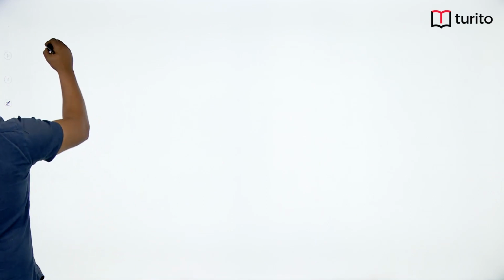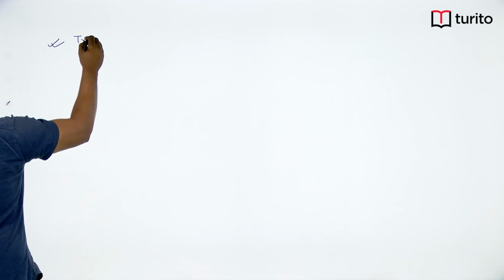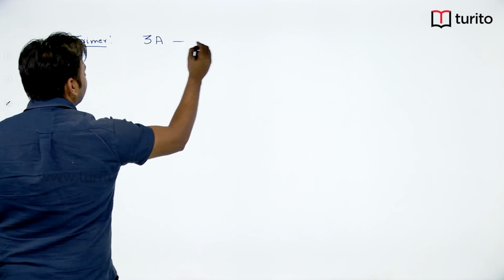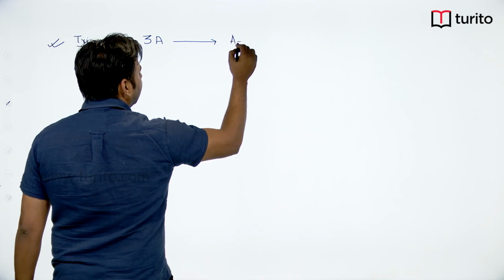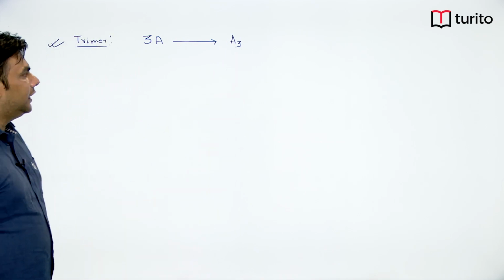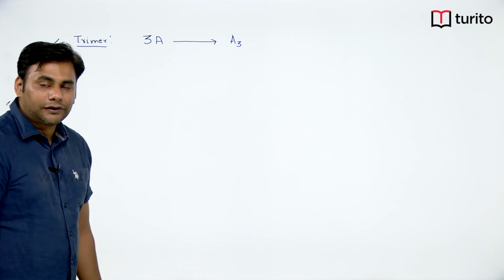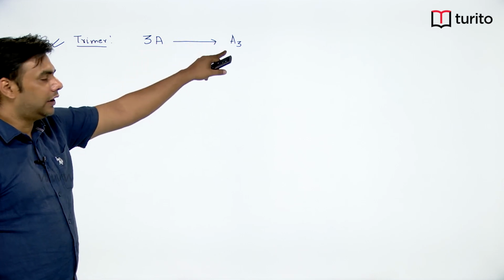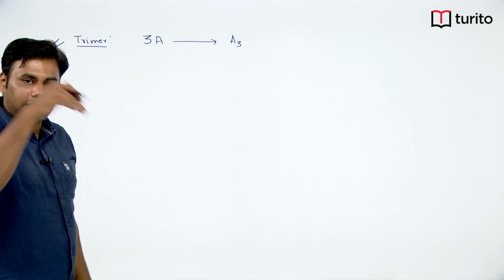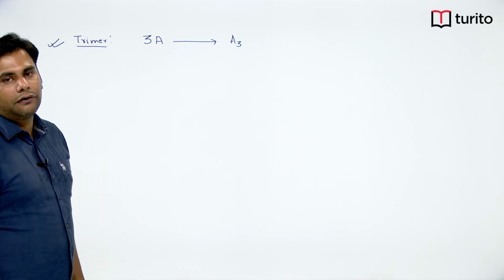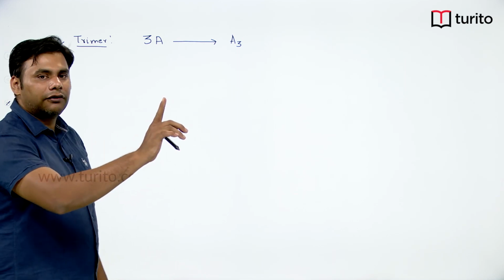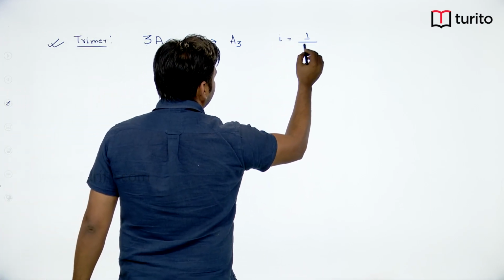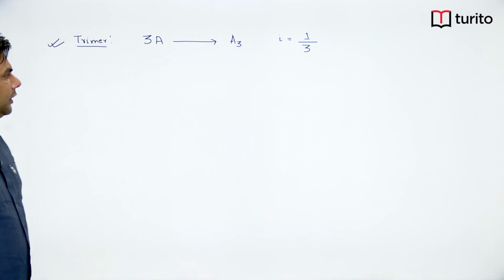Now if we are considering trimerization, if anything is forming a trimer, trimer means 3 molecules of a compound would associate together to form a trimer. If the degree of association is 100%, we are adding 3 particles of A and it is converting eventually into one particle. So Van't Hoff factor in this case would be number of particles finally, 1, upon initial, 3. So i would be 1 by 3.